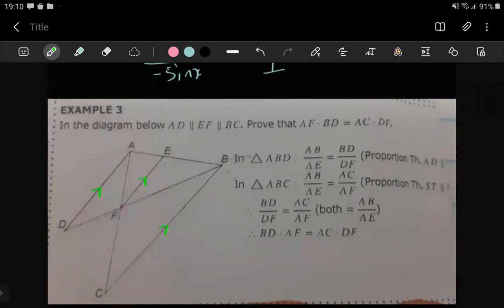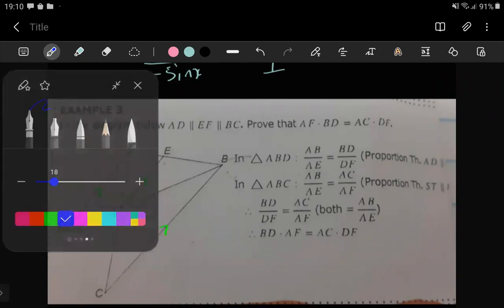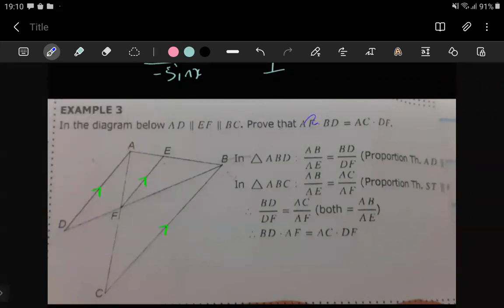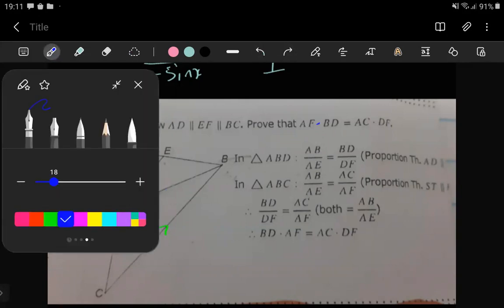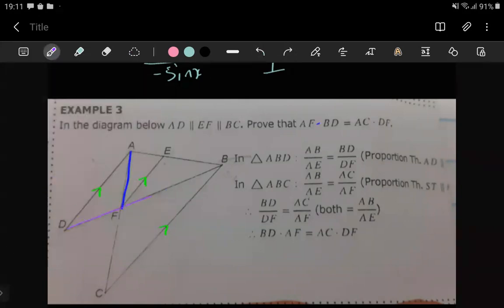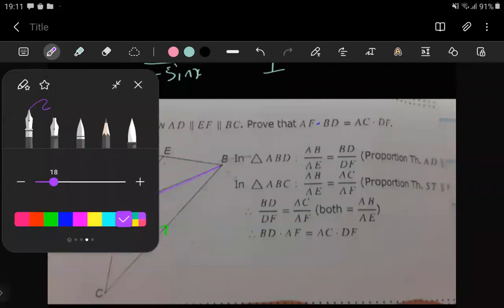So with these lines being parallel to each other, you can imagine we have quite a lot of proportionality stuff that can come out from just these three lines being parallel. They then said here, prove that AF times BD. So let's see where AF is. AF times BD. That's like this line over here. Let me use a different color for it so that it can stand out. There we go, BD.